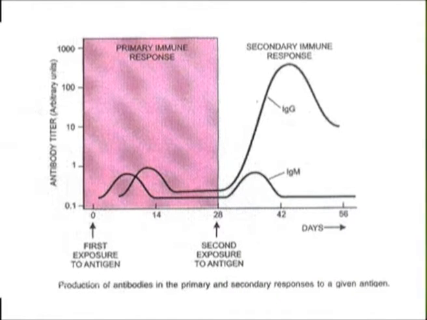Subsequent antigen exposure, also known as the secondary immune response, leads to fast antibody production consisting of more IgG than IgM type of antibodies. This shifting of the class of antibodies from IgM to IgG is known as class switching.